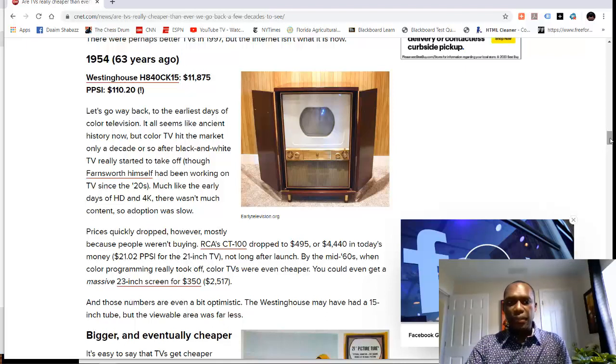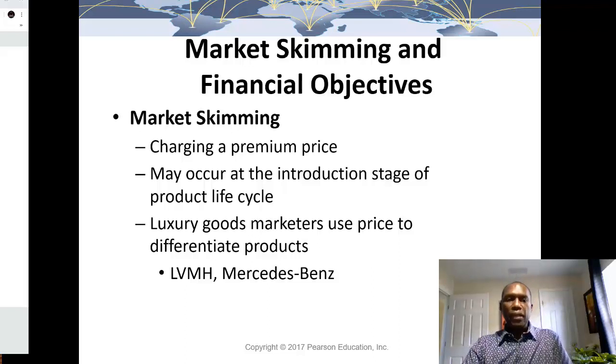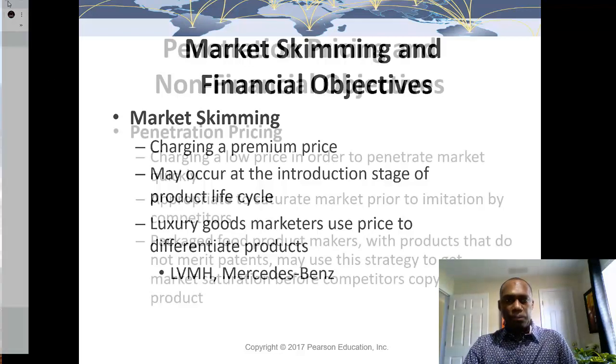$11,000 for this TV. You imagine that, paying $11,000 for the earliest model. But again, it was an innovation. So that is what you have when you have a premium product and you can skim the price looking for that market.